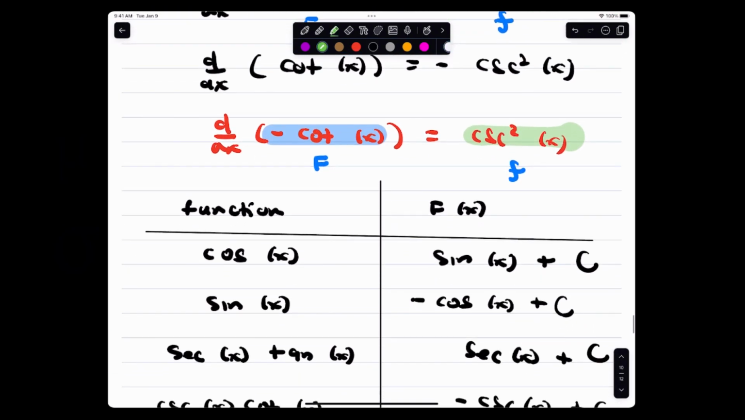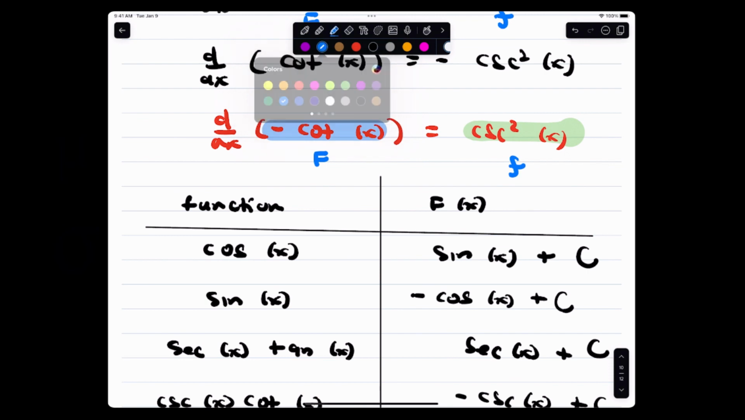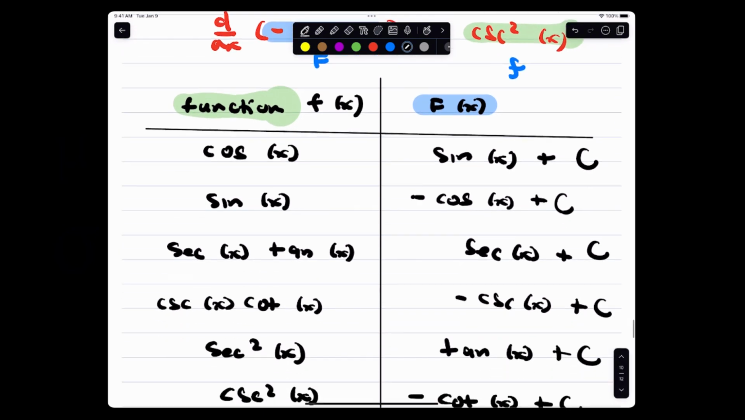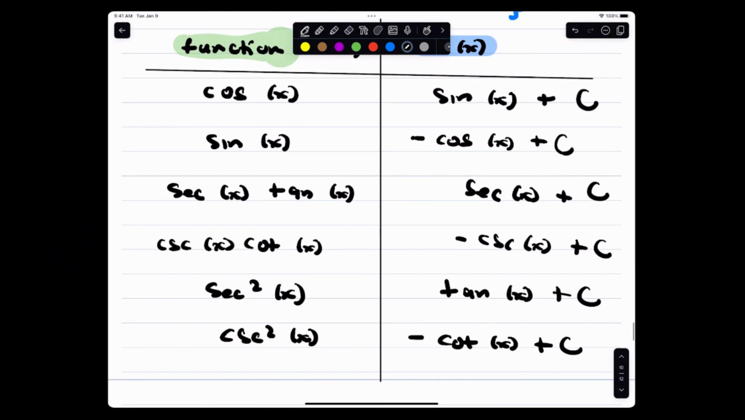So everything up here in blue is antiderivatives. Everything up here in green are the given functions. So you're going to say, here's your function, little f. That's what they're going to give you. They're going to ask for all the antiderivative functions.